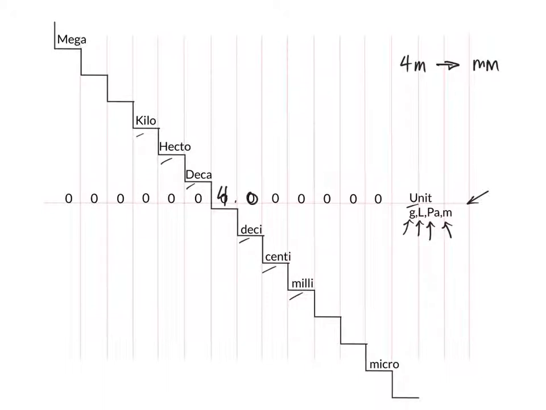The way we would do that is we look at the chart and we see from where we are now, where the decimal place is now, we're going to have to go 1, 2, 3 steps to get to millimeters. Well, that means we're going to have to go 1, 2, 3 decimal places. So now our 4 meters becomes 4,000 millimeters. So this can be used to convert any of our units from millimeters to megameters if we wanted to.